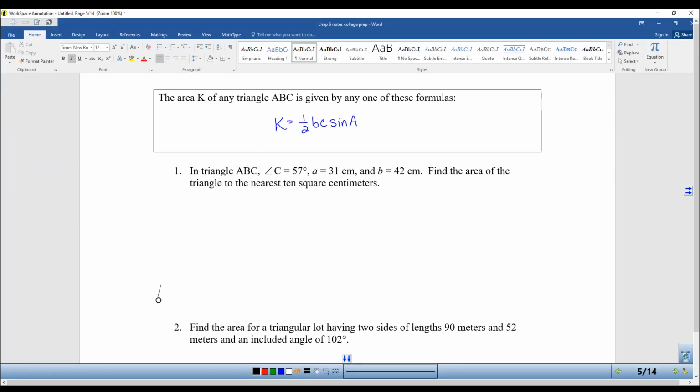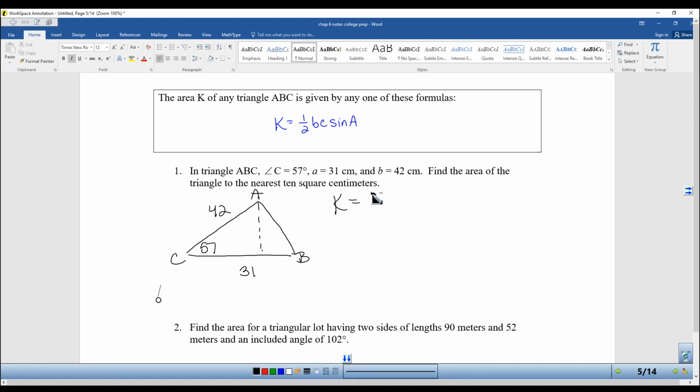All right, let's put that into a problem now. So I have C is equal to 57. Let's make that C. A, doesn't really matter which one you make A. A is 31. B is 42. So if you don't write this formula down in your appendix, or if you don't memorize it, is it still possible to do this problem? Yeah, we just did it a minute ago. 1/2 base times height. You could find the height using trig, and you could always do that. But this formula is giving you a little bit of a shortcut.